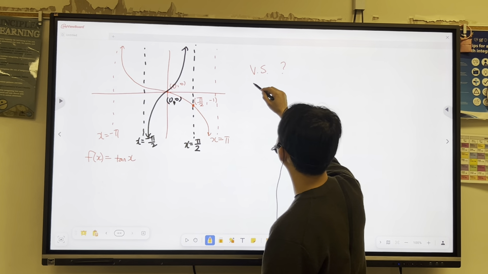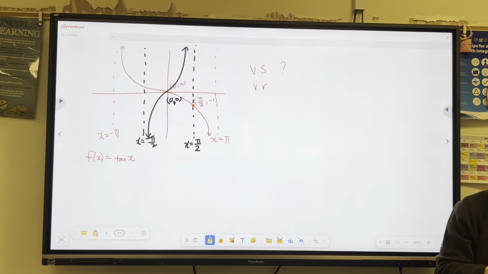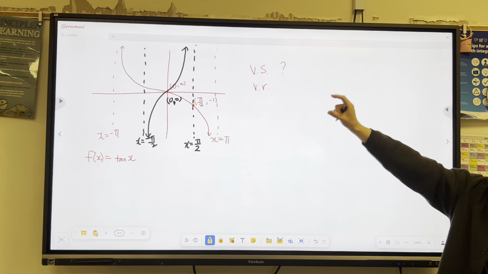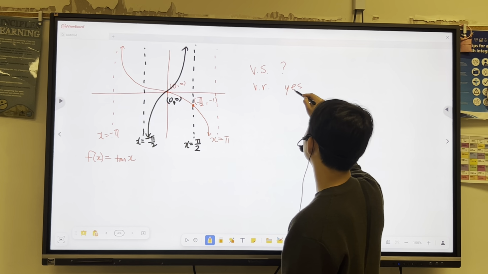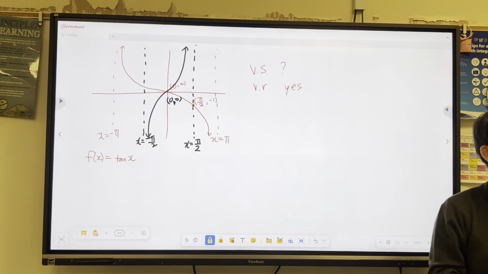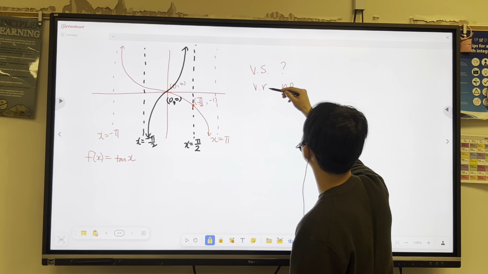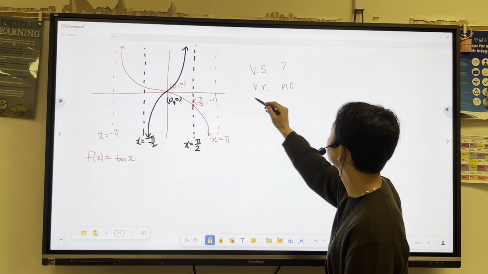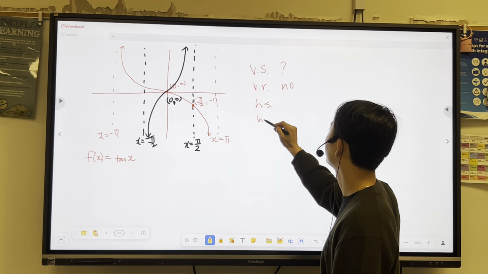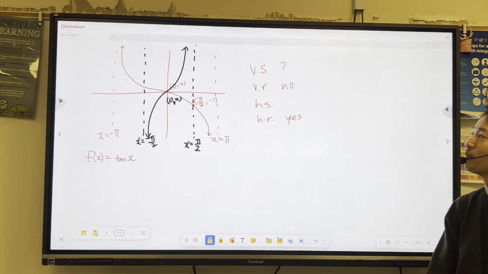What about the vertical reflection? Is there a vertical reflection? Sure. Yes. I say sure because if you say no, that's okay. You can just say there's a horizontal reflection instead. For that purpose, I'm just going to say no just for fun. Whatever you want. Next, horizontal stretch. So I'm just going to say yes for horizontal reflection here instead.